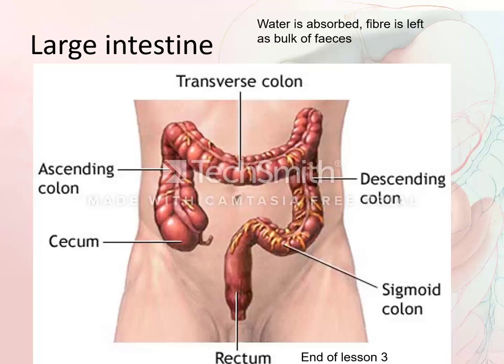Anyway, where we're at now, we have absorbed water from the large intestine, and we are left with this fiber. That fiber will then pass through the rectum, through the anus, and then into the toilet. So that's digestion and absorption completed. And that is the end of this lesson, and I will be finishing off the topic in the next lesson.